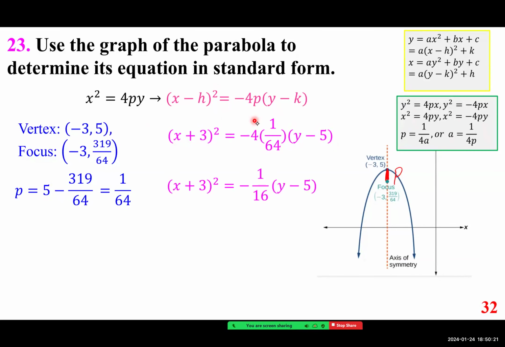Or we could do the following. If we want to stick with intermediate algebra, you can go with this formula. Use the vertex. So y equals a times x minus negative 3, meaning x plus 3 quantity squared, plus 5.